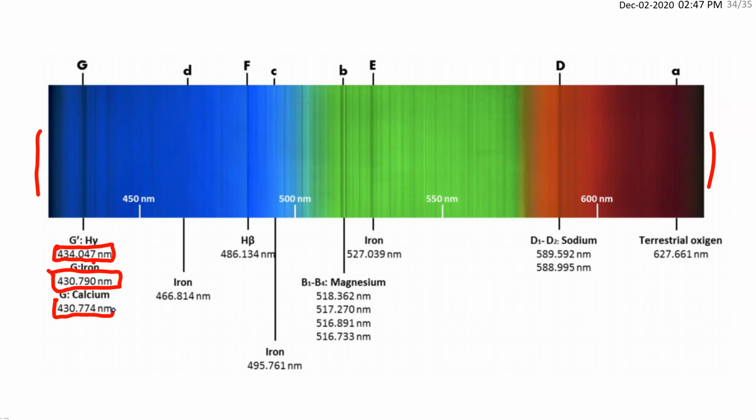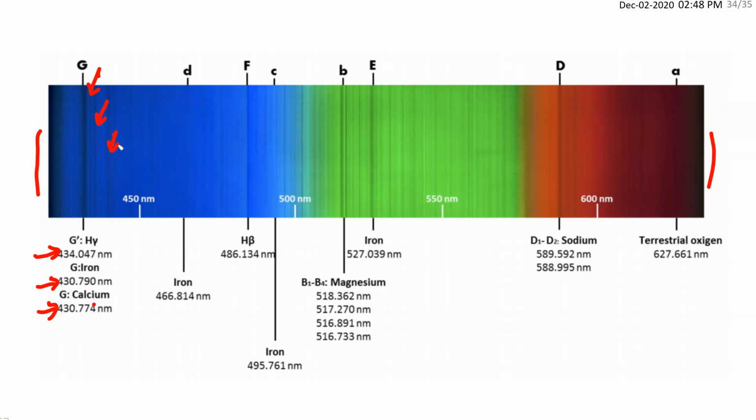And at 430.774, there's another black line. Let me do this instead. That indicates calcium is present. So these black lines right here, these little shade lines, allow us to determine what element is present.